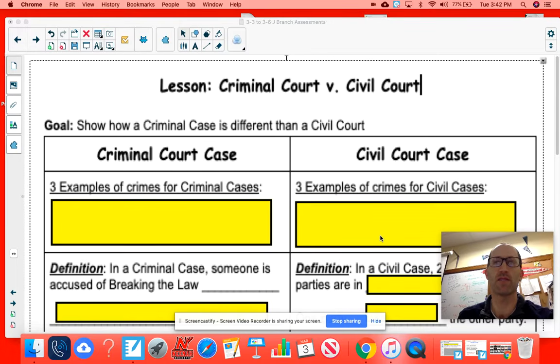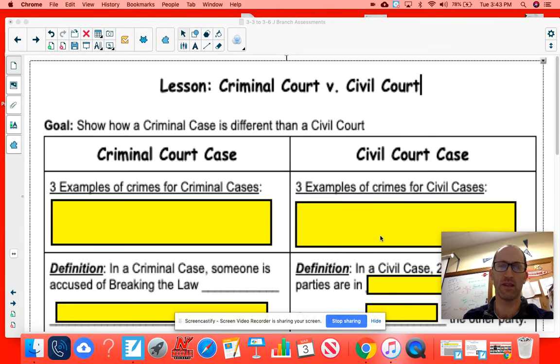Here is our second lesson, boys and girls, on the difference between a criminal court case and a civil court case. And our mock trial, which was the state of Wisconsin versus one of our students as defendant, that was a criminal case because that dealt with murder, which is against state and federal law.